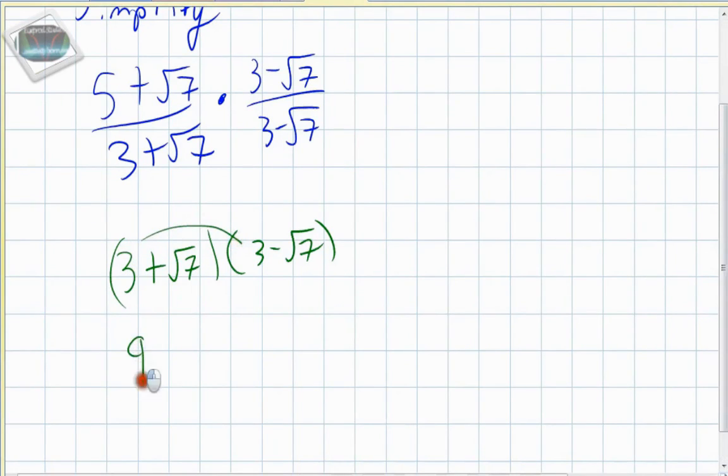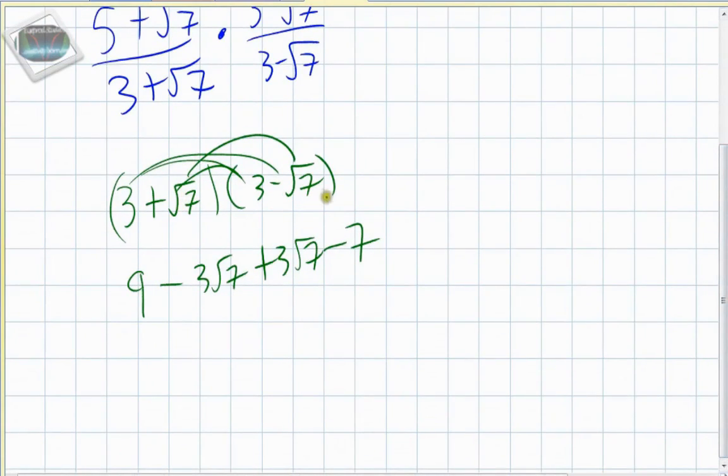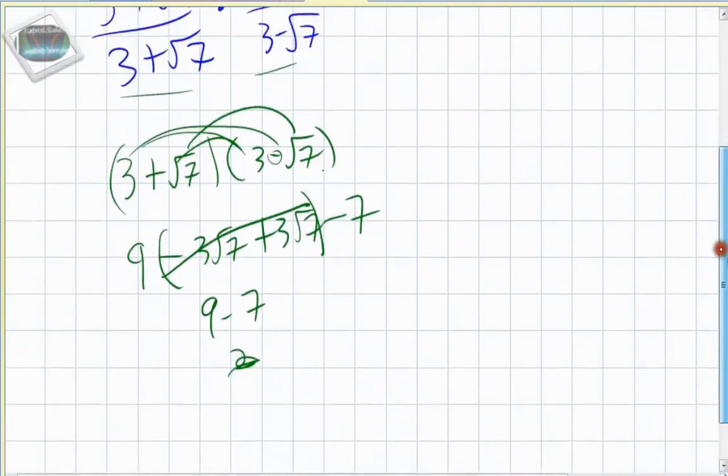So this is 9. This is negative 3 root 7. This is positive 3 root 7. And this is negative 7, because the two square roots come multiplying, and then there's a negative. So yes, that's why that happens. This you can cancel. So you're left with 9 minus 7, and then you get 2. That's much simpler to work with than this. So our denominator is going to be 2.